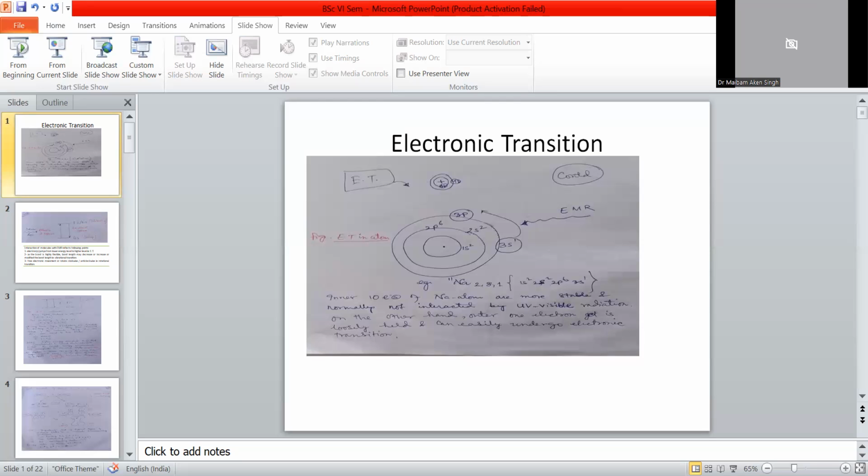AT means allowed transition. FT means forbidden transition, due to the unsymmetrical form of transition. And these are allowed transitions. Just focus on some simple questions related to this.